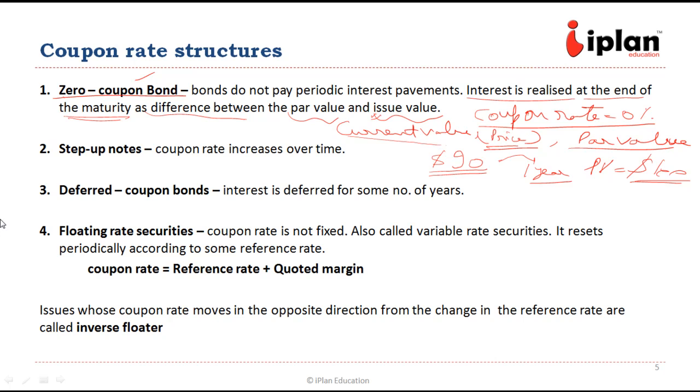The second kind of structure is step-up notes. The step-up indicates that a coupon rate is going to increase over time. For example, there could be a bond of $100 par value. Time to maturity could be say 3 years, and the coupon rate will be different for all 3 years. It will be increasing. Say for first year it could be 5%, second year it could be 6%, and third year it could be 7%. So this is step-up notes.